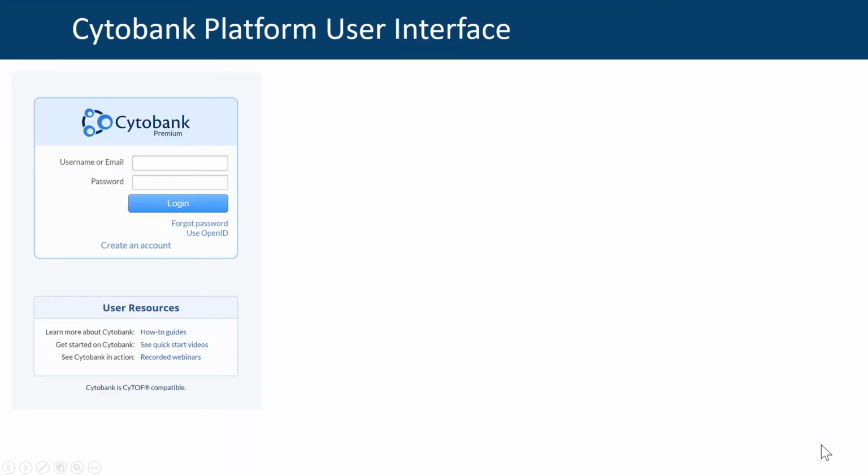Okay, so now let's go a little bit into the Cytobank user interface. And so on the left-hand side of the screen, what you'll see is our Cytobank login. So you just go to that in a web browser. You enter in either your username or your email and then your password, and you can log directly into the platform. We have user resources available on that web page, so you can see our how-to guides to get started. We have quick videos, and then we also have recorded webinars available for you.